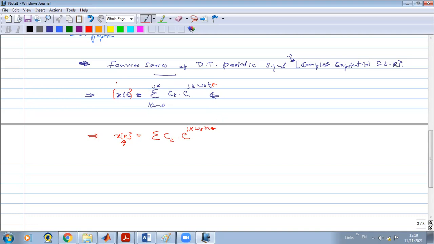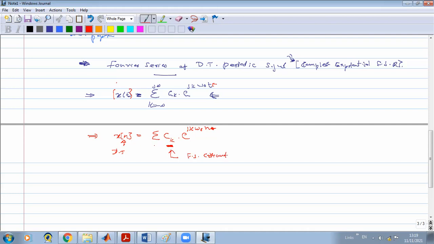This way we can represent any discrete time signal as a weighted collection of exponential harmonics. These are the weighted coefficients. We simply call them Fourier series coefficients.